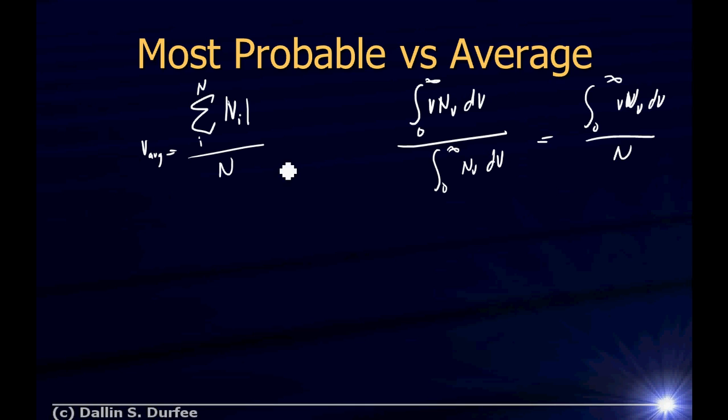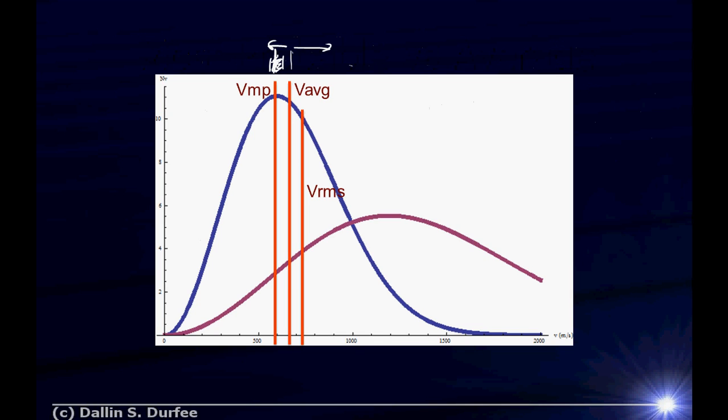Whereas the most probable is just where my distribution is the tallest. So to find the most probable, I just take the derivative of this with respect to velocity, set it equal to 0, and solve for the most probable velocity. So that's the idea here. V average is the average velocity of all the particles in the room. Most probable is just the peak of the distribution.